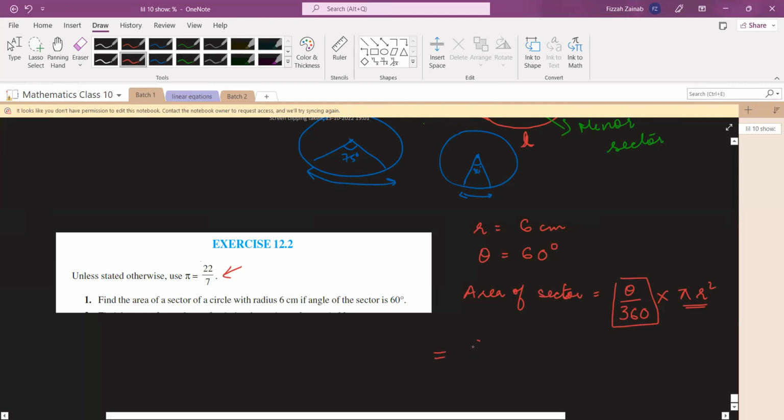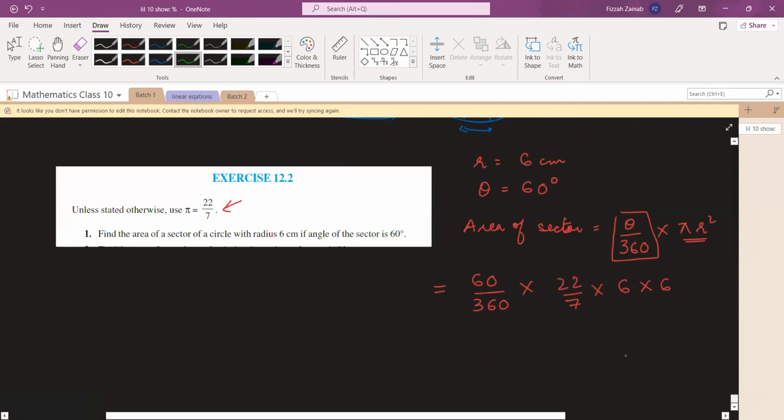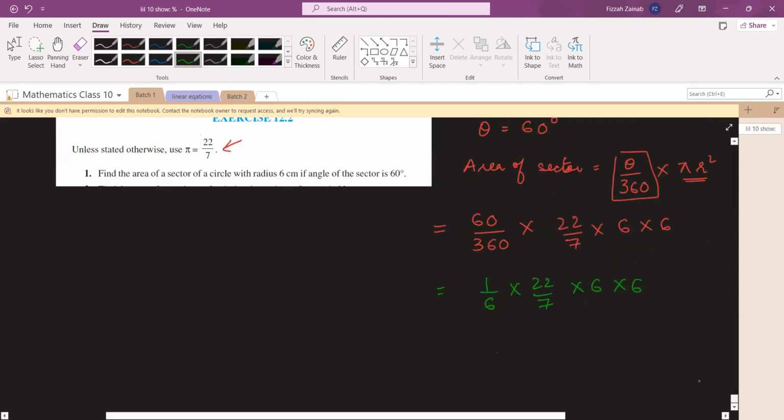Just put the values. Your theta is 60, and then 360, and into pi, which is 22 by 7, and r square, that means 6 into 6. Is that clear? Now just simplify. So 10 goes out. In the next step, 10 from here goes out, and 6 into 1 and 6 into 6. So I get only 1 by 6 into 22 by 7 into 6 into 6. I'm writing all the steps; you can do it in one step also if you wish. So 6, 6 at least goes out here, so 22 into 6 divided by 7.